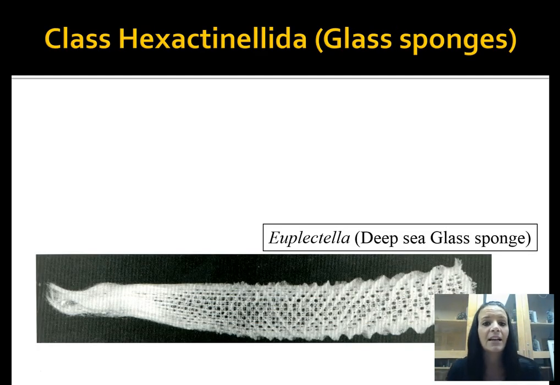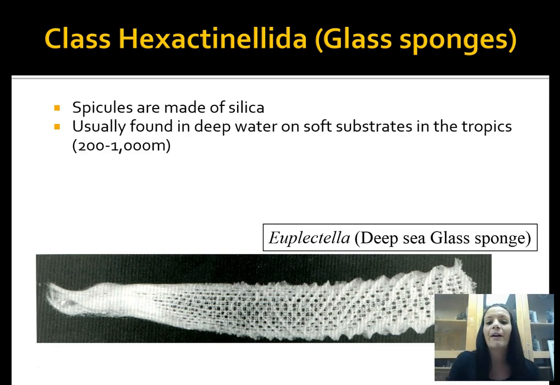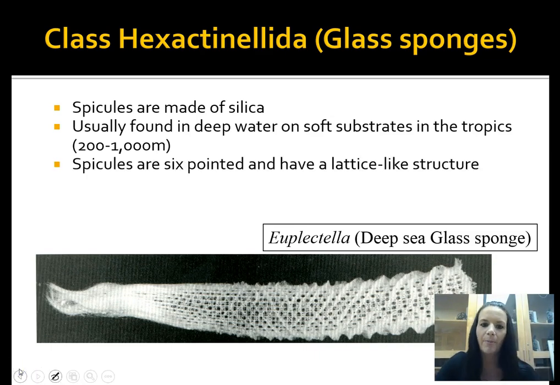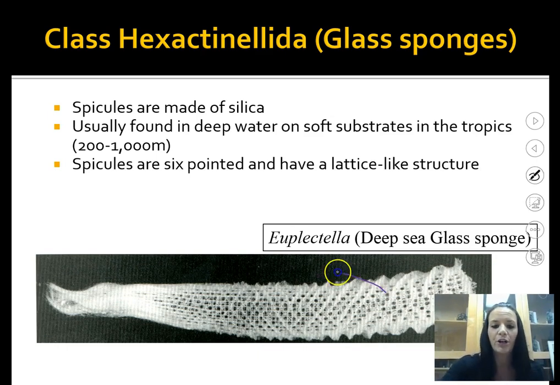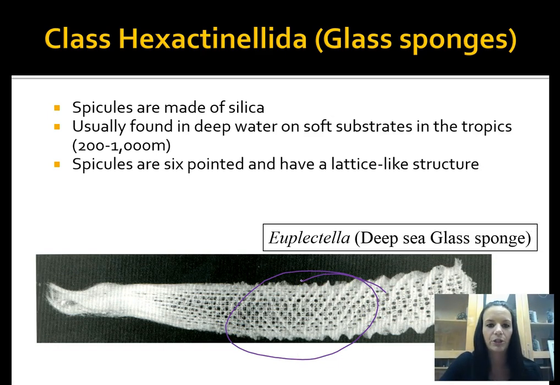The last one is the Hexactinellida. So these are your glass sponges, and these are not very common. So they have spicules that are made of silica, and they're usually found in deep water on those soft substrates in the tropics. All right, sorry about the bell there. And spicules are six-pointed, and they have a lattice-like structure, as you can see down here. It's very evident in what these sponges look like. And they can be cup, vase, or urn shape. And that is all for your notes.